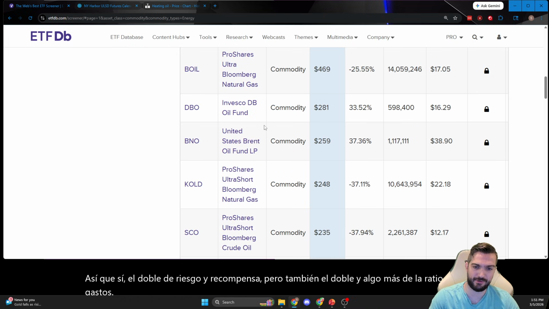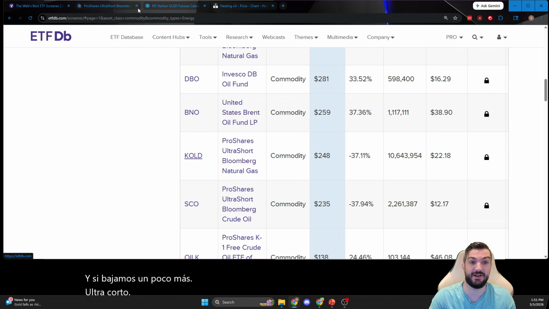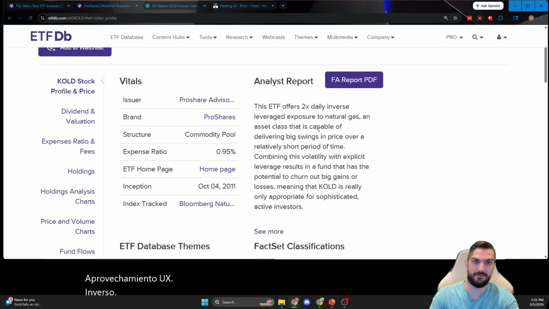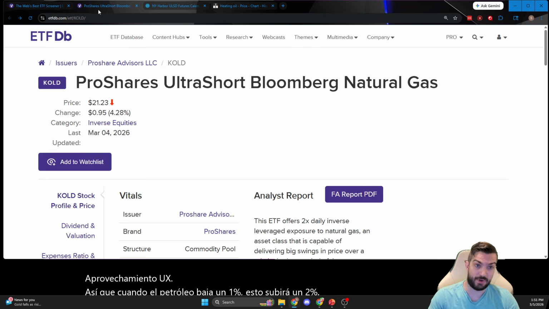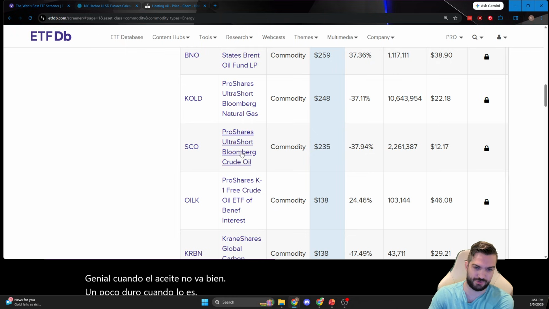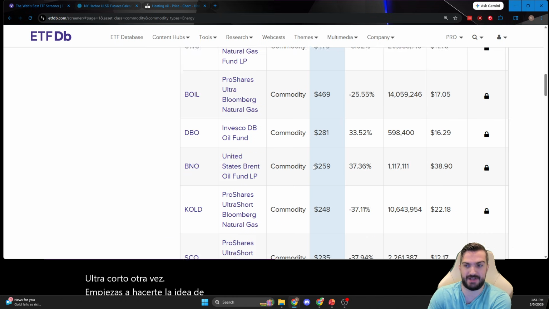And if we scroll a little bit further down, oh, hey, look, ultra short. Give you a good idea of what that one is. 2x daily, 2x leverage, inverse. So when oil goes down by 1%, this will go up by 2%. Great when oil's not doing well, a little rough when it is. Ultra short once again. You're starting to get an idea that we will see many different types of funds.